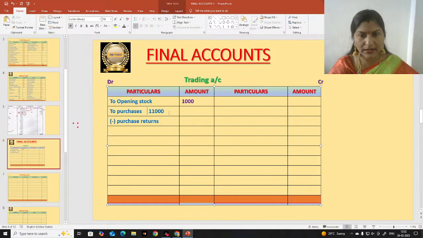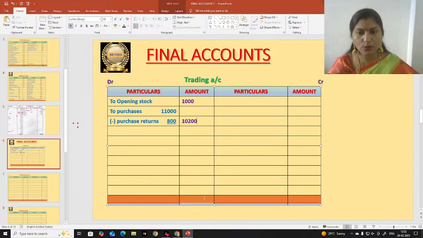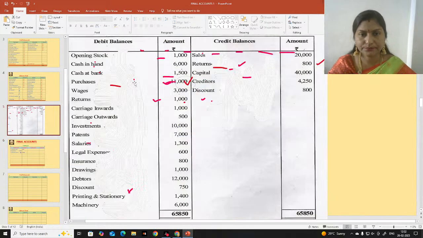So we will deduct that. And how much they have given here? 800. We will write 800. And if you deduct that, how much are you going to get? You are going to get 10,200. So I am writing in the amount column 10,200. Okay. So purchases minus purchase returns, both we recorded. Let us go to the next item.